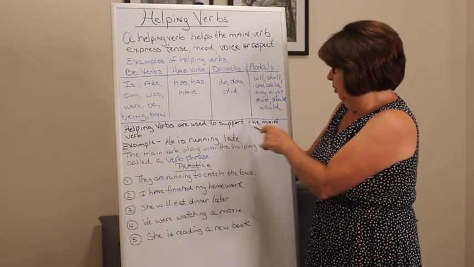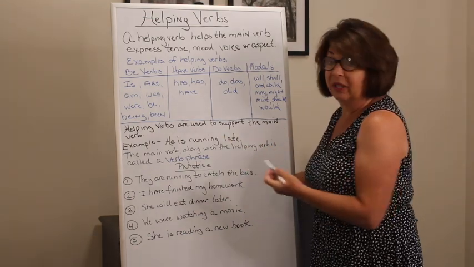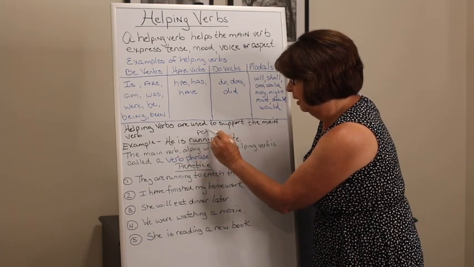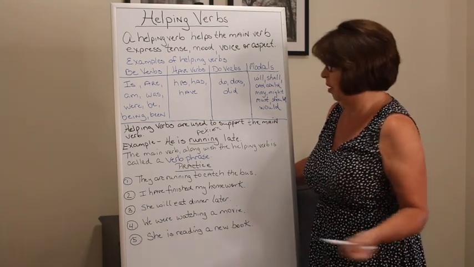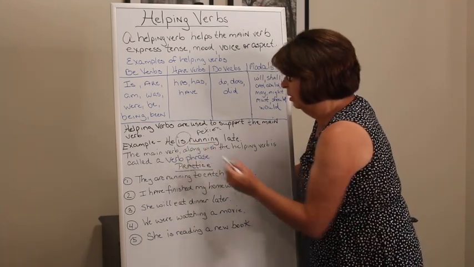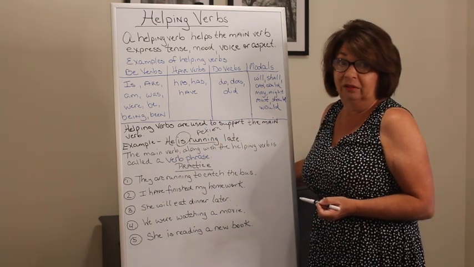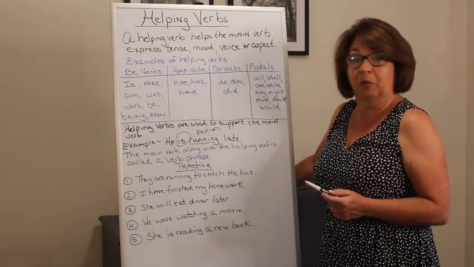So, helping verbs are used to support the main verb. An example, he is running late. Here is our action word, running. So that's the action in the sentence. Now, our support or our help, our being verb is. He is running. So these two things together are our verb phrase. All right. Let's look at some practice at the bottom.